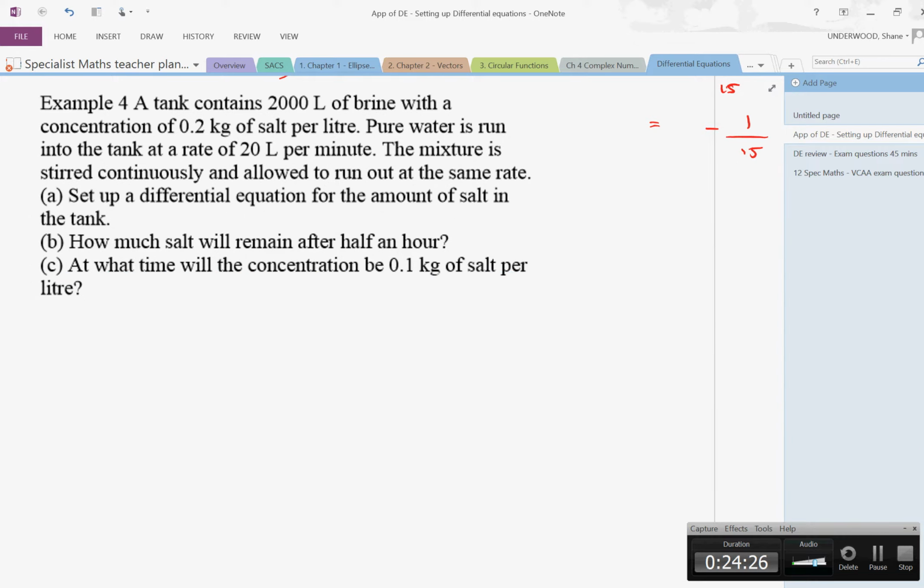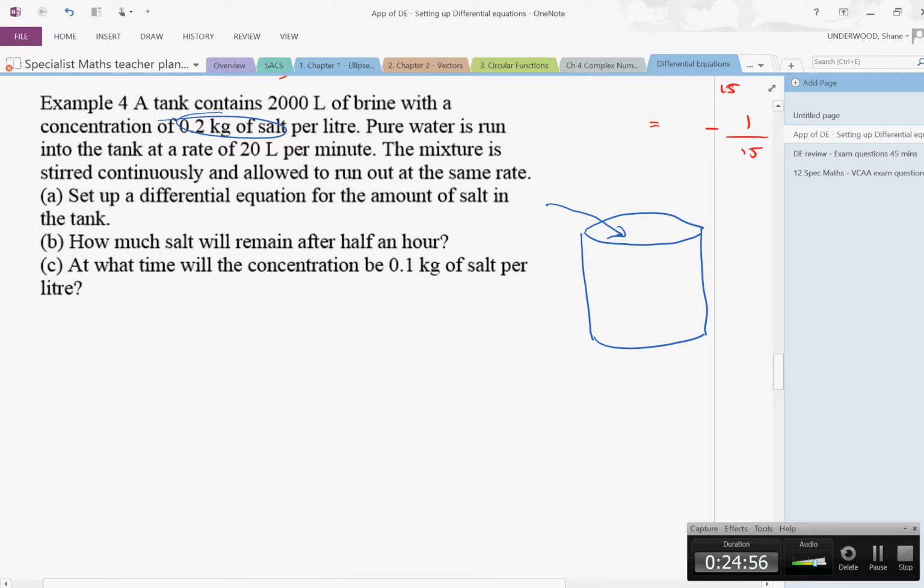As I have always said, I don't care if this tank is square or whatever, draw yourself a nice cylinder, because then you'll feel really great. Be careful. A tank contains 2,000 litres of brine. Don't worry about the brine part yet. It contains 2,000 with a concentration. That is not what's going in. That's how much salt is to start with in the concentration of salt.